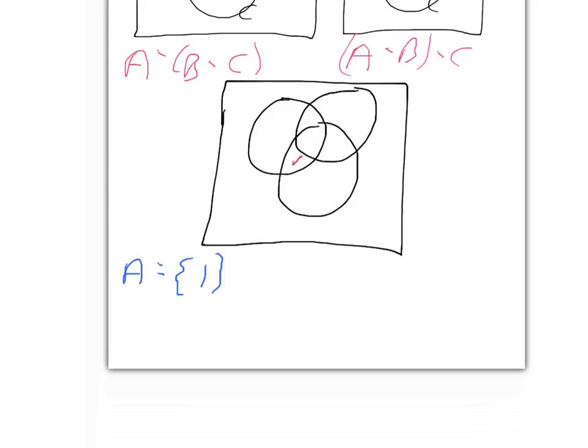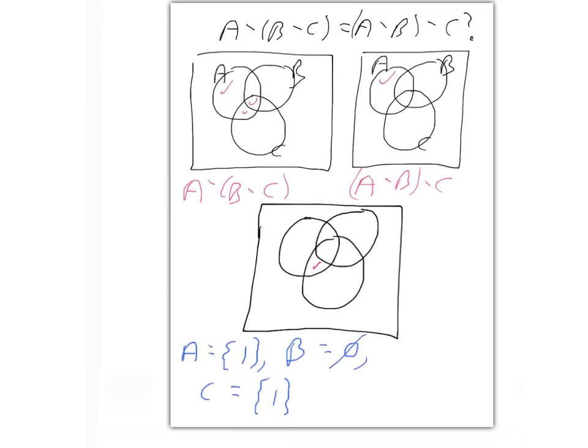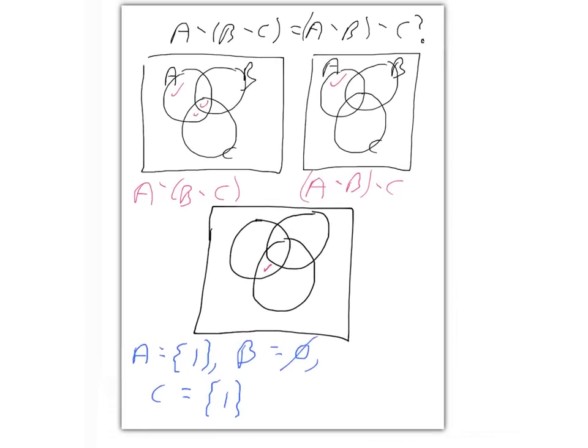Okay, so if that's the case, then A is going to be 1. B will be empty, right, because that region doesn't share anything with B, and C should be 1 as well. If we do that, then that should produce a Venn diagram that only has something in that region. It has the 1 in that region, and the picture that we drew above indicates that there's no way that those two set theoretic differences can be the same. Okay, so that suggests that the answer is no, the theorem is false, and that this is one possible counterexample.